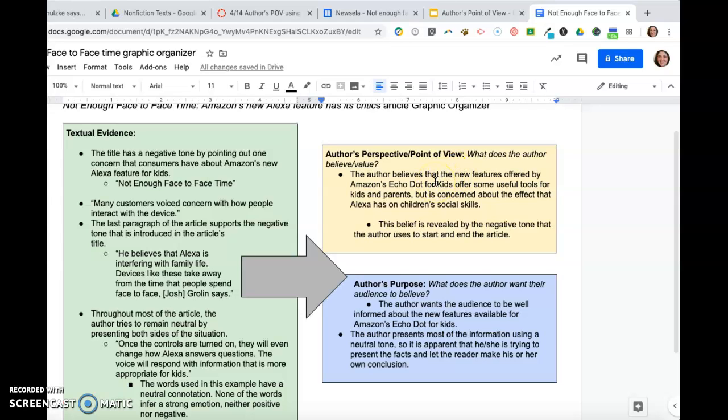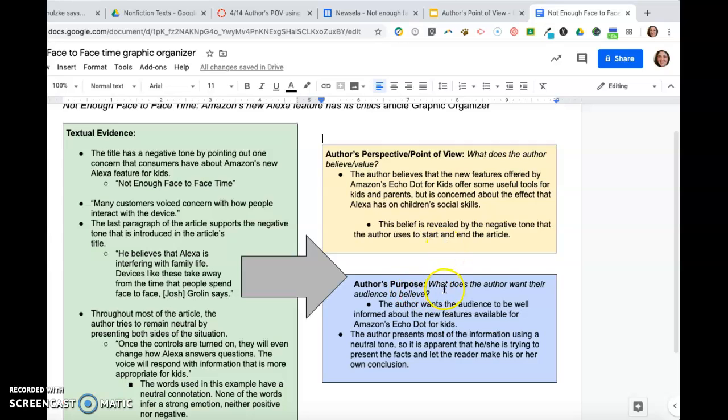they did a good job of explaining all the features it had and the uses it did have. So they weren't overly negative. They're just hints of their concern in the article. This belief is revealed by the negative tone that the author uses to start and end the article, because it's not as apparent in the middle.